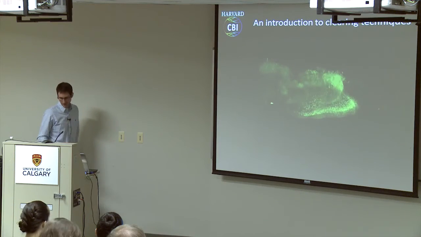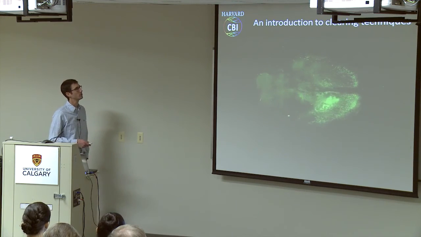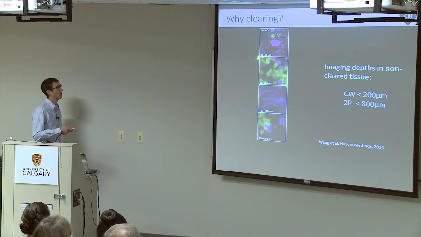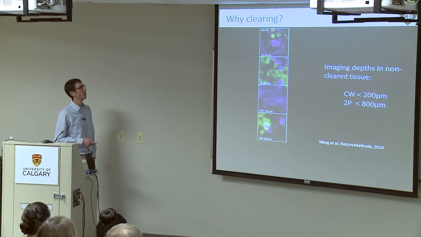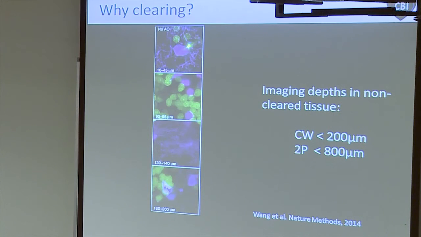OK, so in the last half an hour, I'm just going to give you a quick introduction to the various clearing techniques. I think I've shown you why this is necessary already, but just to give you a quick reminder, this is an image out of one of Eric Betzig's papers from a couple years ago. This is looking at neuronal tissue in a zebrafish, just with a standard confocal microscope. And what you can see is as you go deeper and deeper into this tissue, your image begins to become more and more blurred.